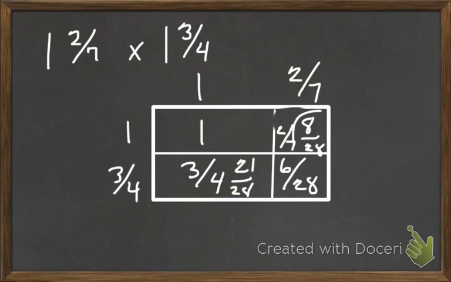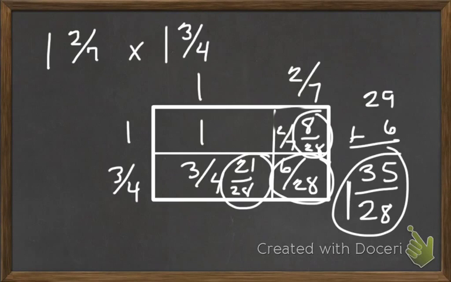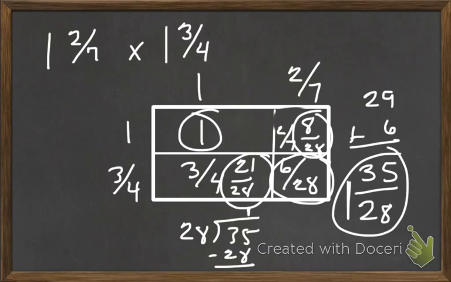Okay. Now what we're going to do is add these three up, and so just the numerators. So 21 and 8 would equal 29, plus 6 more would equal 35/28. 35/28 plus our 1, okay, from right here, that goes there. But that's an improper fraction. So we could take our 28 going into 35 one time. 1 times 28 is 28. When we subtract, we get 7. So we'd have 7/28 plus our 1 gives us our answer.